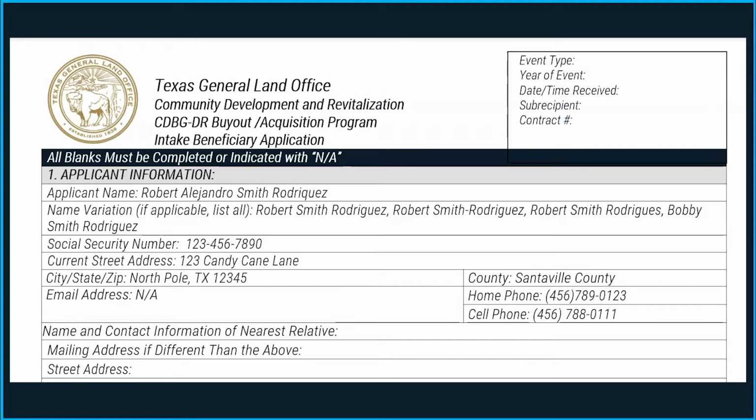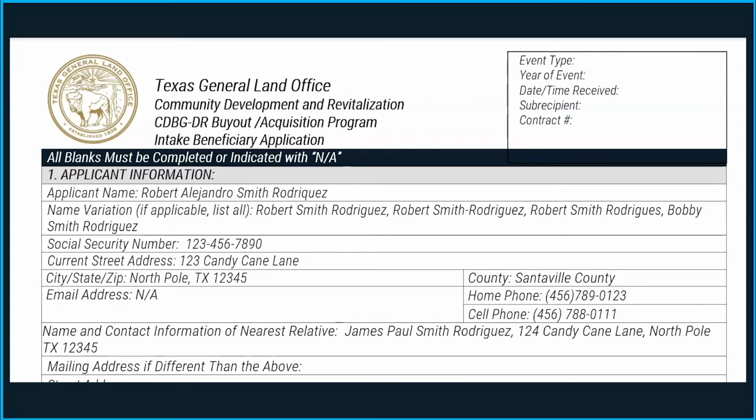On the following row, the applicant will provide the name and contact information of their nearest relative who does not already appear on the application as a co-applicant or household member. The relative should be 18 years or older. For example, it could be parents, siblings, children, cousins, etc. Bobby's nearest relative is his brother, James Paul Smith Rodriguez, who lives next door at 124 Candy Cane Lane.